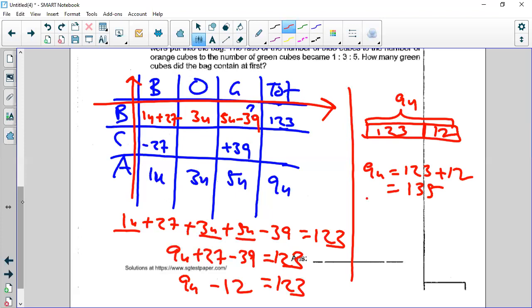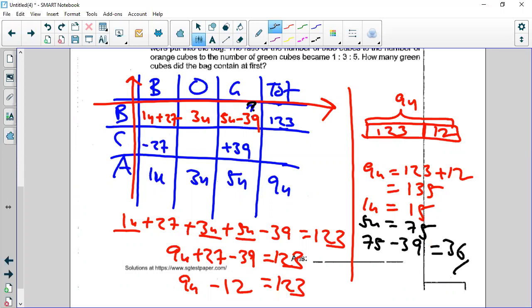So can I find what is 1 unit? 135 divided by 9, you get 15. 1 unit is 15. Oh, we forgot to put the question mark, very important. Before you even do all this, put it in already. So how many green at first? 5 units minus 39. 5 units is 15 times 5, 75. And then 75 minus 39, your answer is 36. That's the table method. If I draw a model, it will take a longer time because there are 3 colors there, so more rectangles to draw.